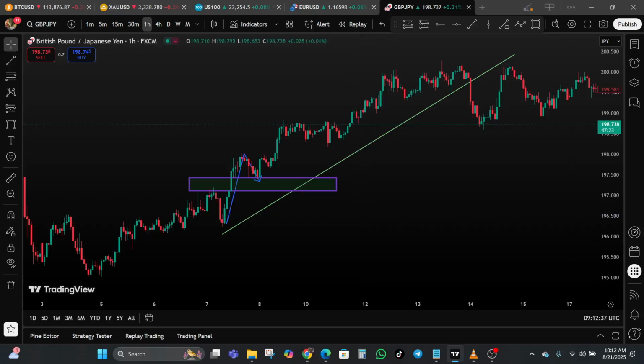Another important element is patience. Many traders struggle because they enter too early or too late. With the ICT pullback strategy, you are waiting for price to return to premium or discount levels. This discipline ensures that you are aligning your entries with institutional order flow instead of emotional impulses.